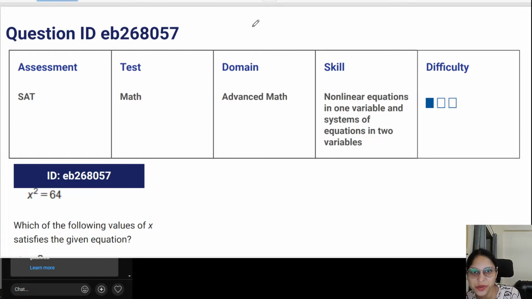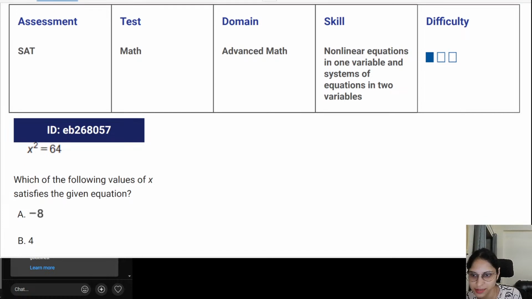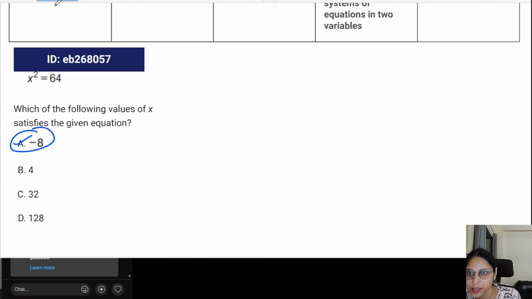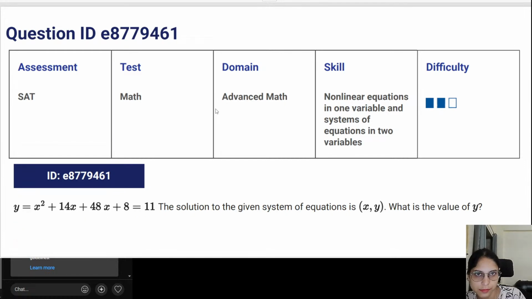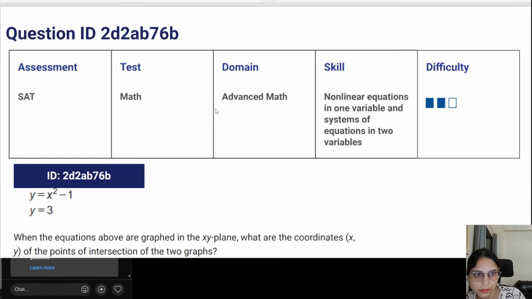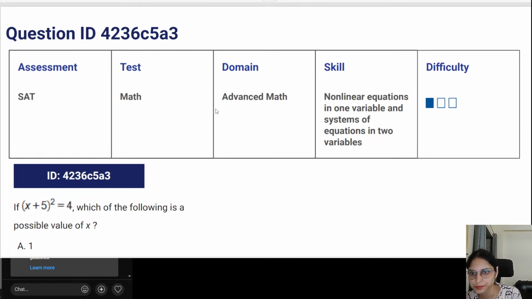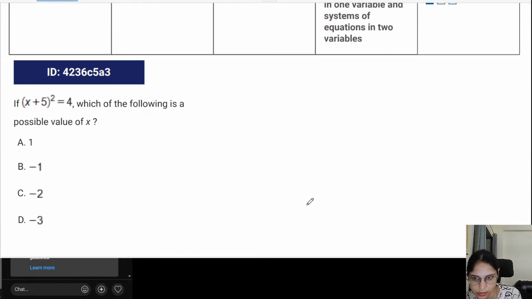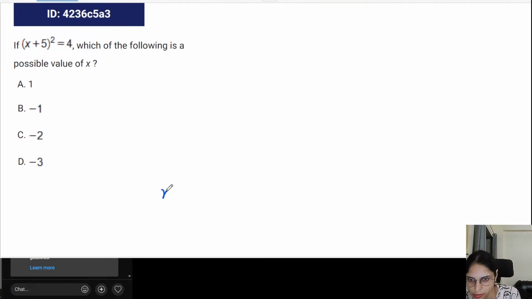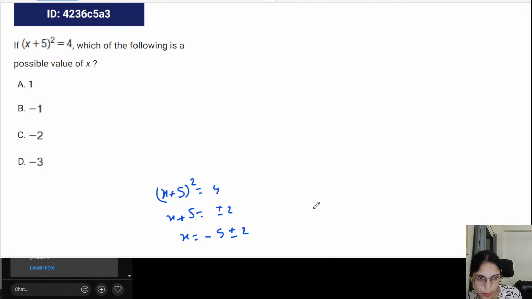82, x squared is 64, so x should be plus or minus 8. For this, I'm not going to Desmos. 91. So here also you can directly take square root on both sides. X plus 5 whole squared equals 4. X plus 5 will be plus minus 2. X will be minus 5 plus minus 2. So the options that you have: minus 5 plus 2, that is minus 3. Minus 5 minus 2 is minus 7. Minus 3 is given in the option, so that's our answer.